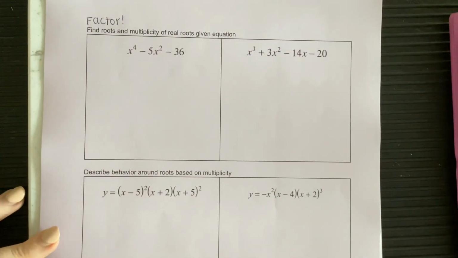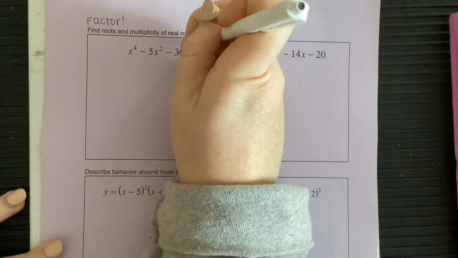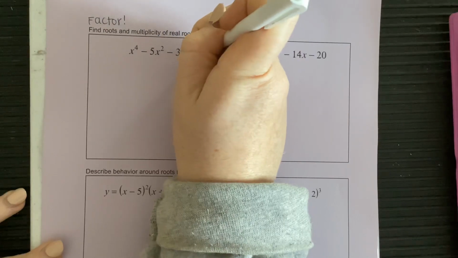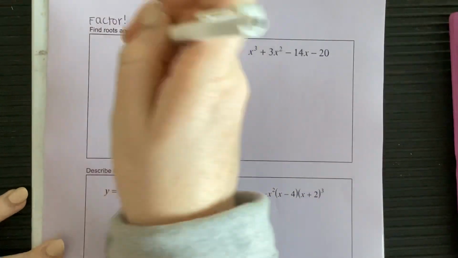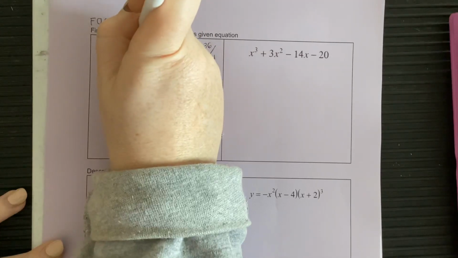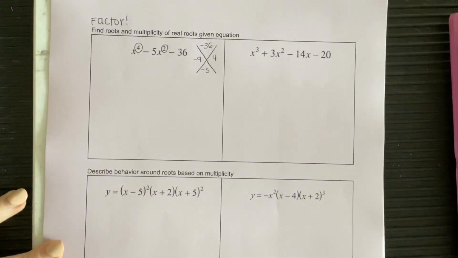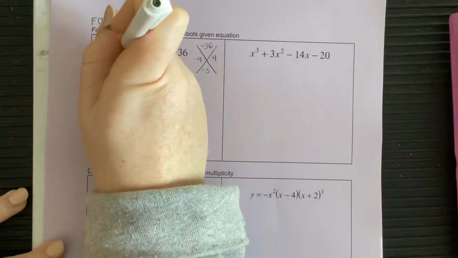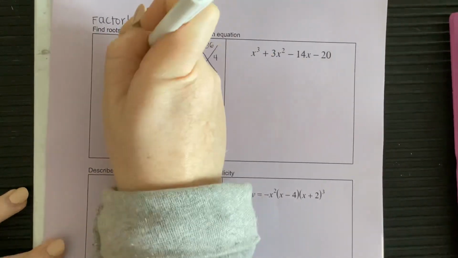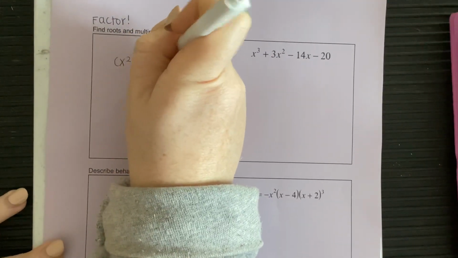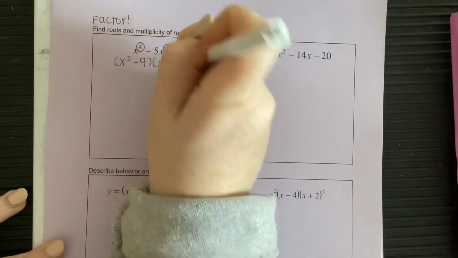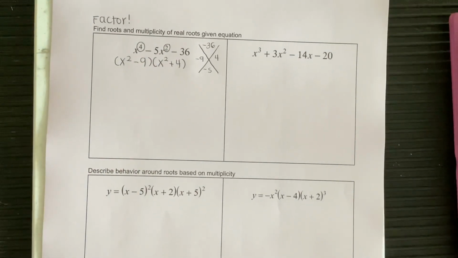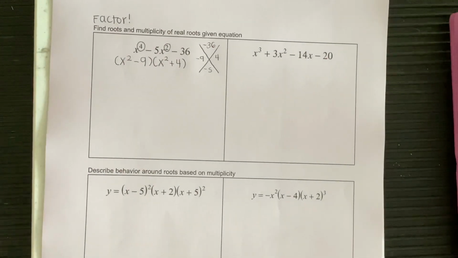So if we were going to factor this, we're trying to find numbers that multiply to give us negative 36, but add to give us negative 5, which would be negative 9 and positive 4. So you have to pay attention to the fact that these are to the fourths and squareds. So your factors are going to be x squared minus 9 and x squared plus 4, not just x minus 9, x plus 4, because those are at such a high power to start. You want to factor as far as you can factor.